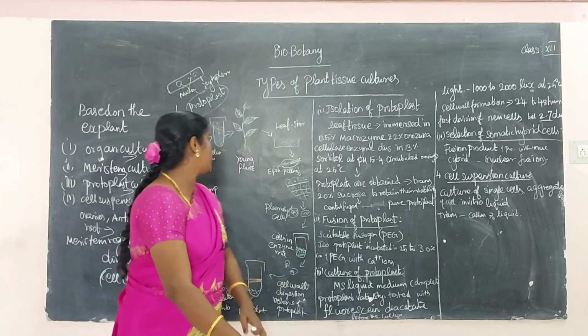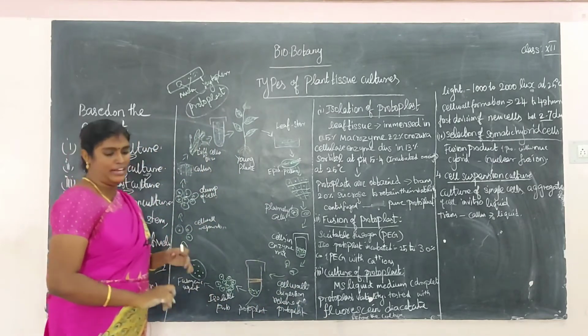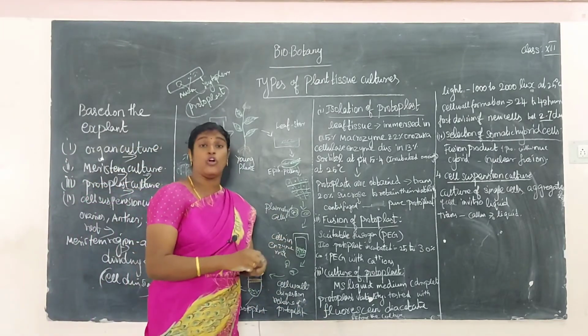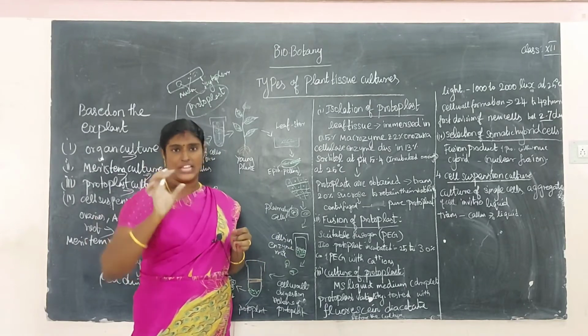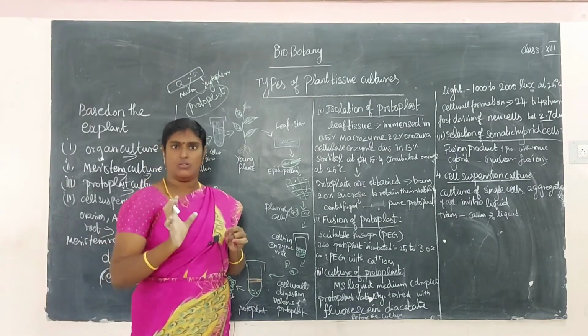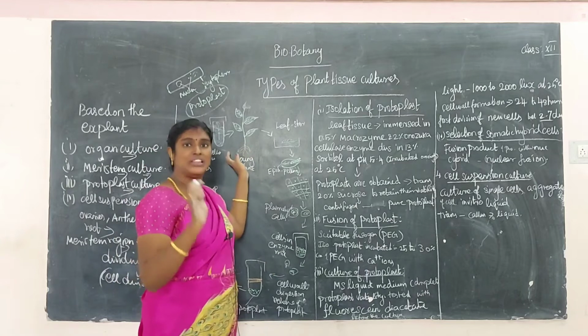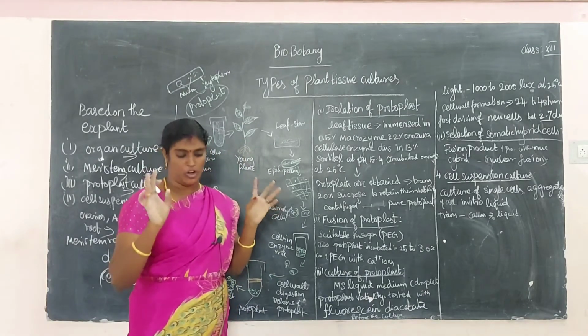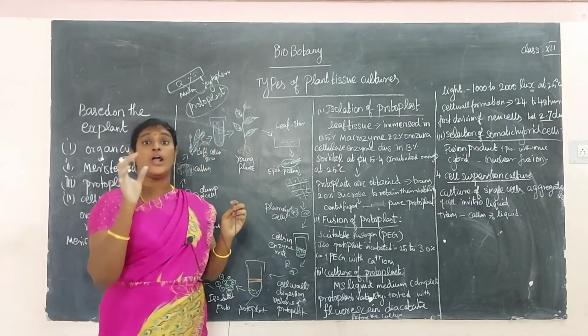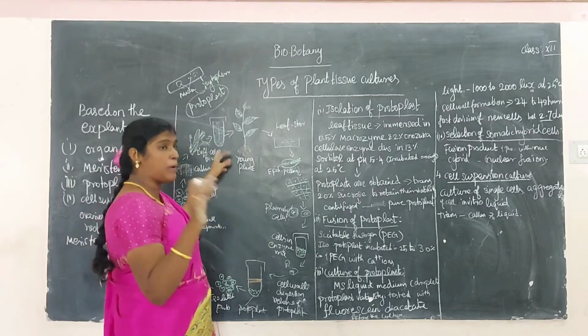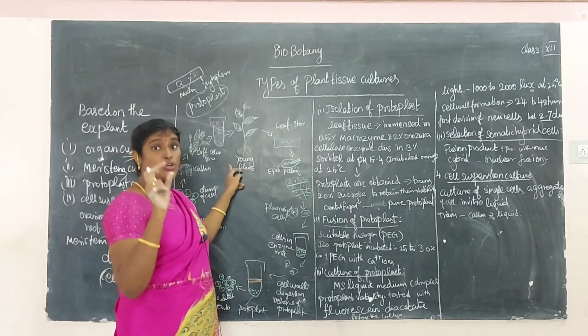What is the meaning of protoplast culture? In this technique, protoplasts are cells without a cell wall, bound only by the cell membrane or plasma membrane. So plant protoplasts are used in this culture.